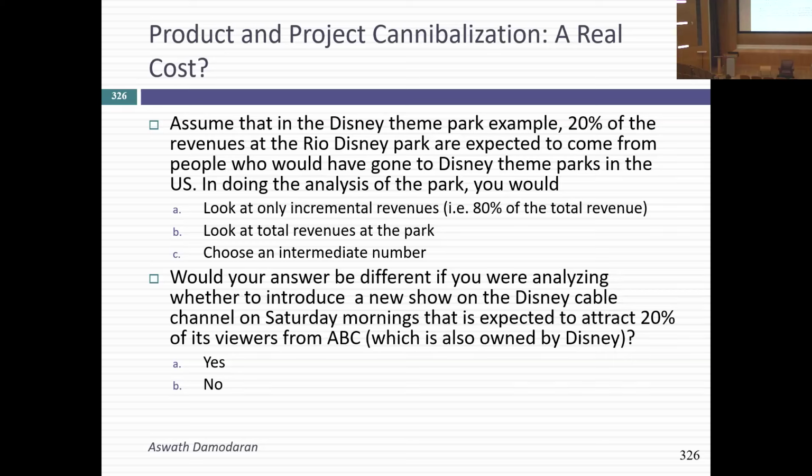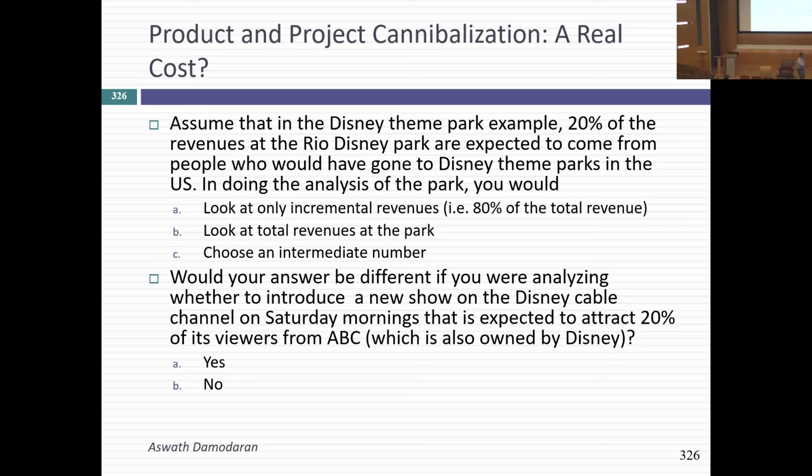Would those theme park visitors have gone elsewhere? At least some of them would. If you've been to Orlando, a lot of the people in front of you in line are Latin American tourists, because it's sometimes cheaper to fly from Sao Paulo to Miami than it is to fly within Latin America. What if 20% of the revenues in the Rio Disney theme park came from people who would have come to a U.S. Disney theme park anyway? Do you see the question I'm asking you?